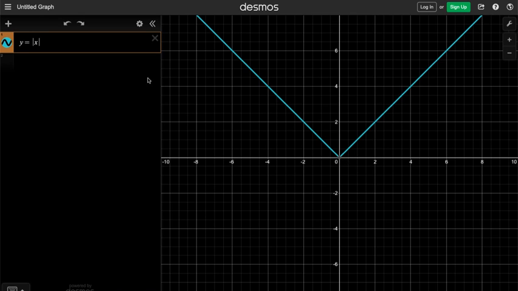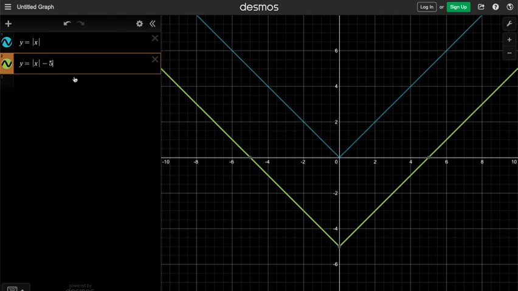Let's try to write another equation: y equals absolute value of x minus 5. This new graph has a shape that resembles the original one, but the position is shifted down by 5 units, so that the new vertex is now at (0, -5).